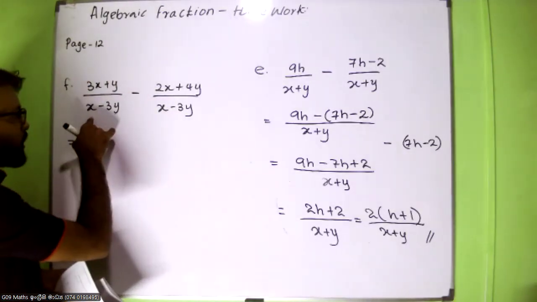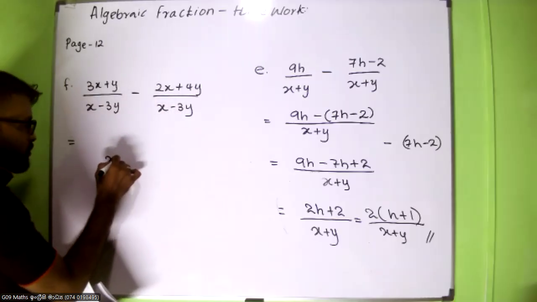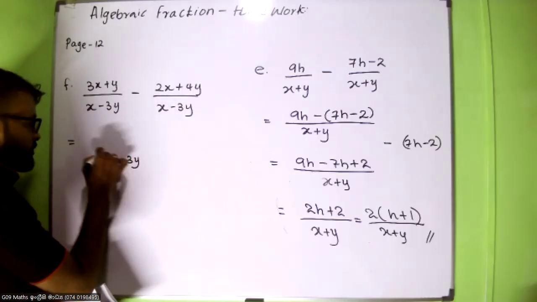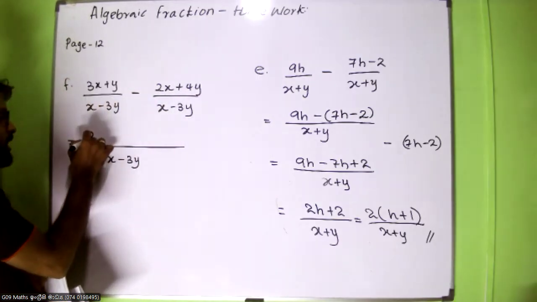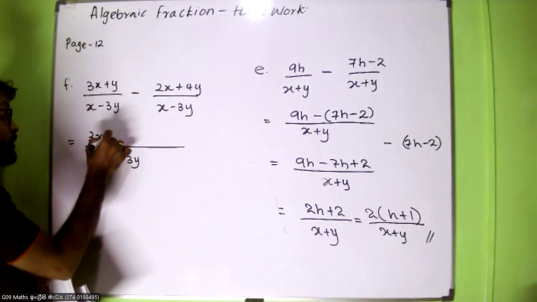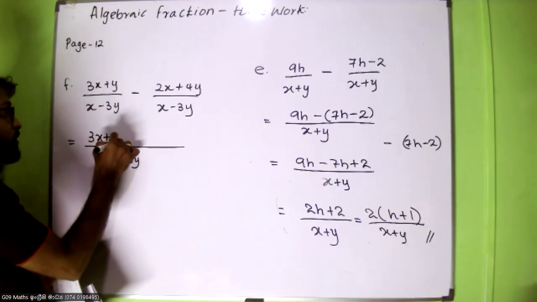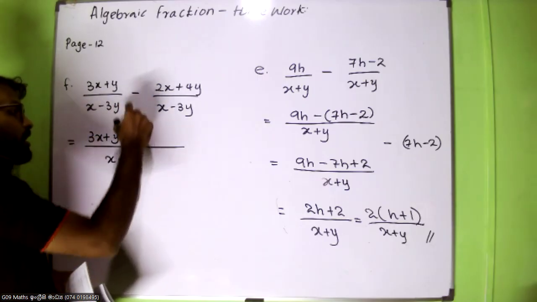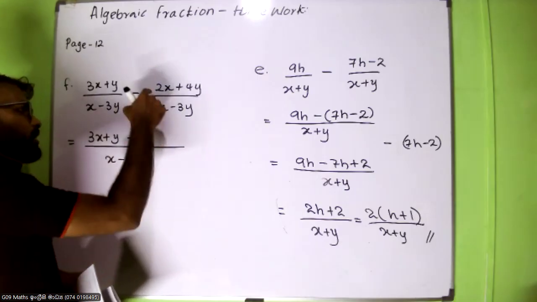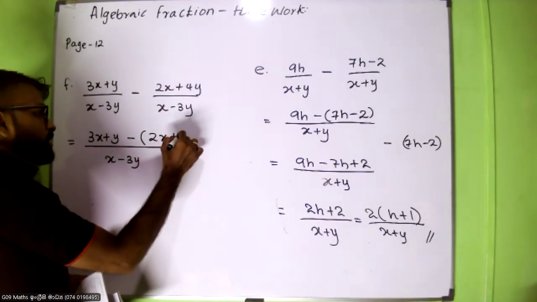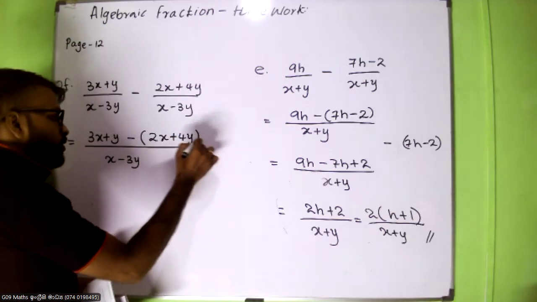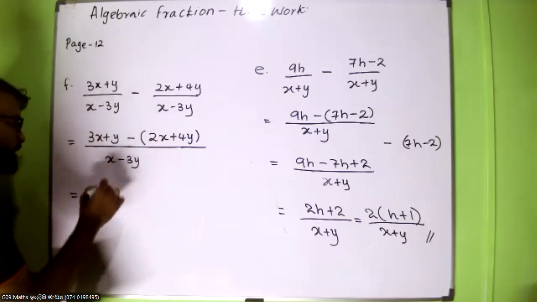Right, okay. So x minus 3y, x minus 3y, right? So the common denominator is x minus 3y, doesn't matter. So this is an algebraic expression, 3x plus y. Here you have a minus sign. If you have a minus sign, you have to write down your numerator inside the bracket like this, right? So then you have to simplify the brackets, right?